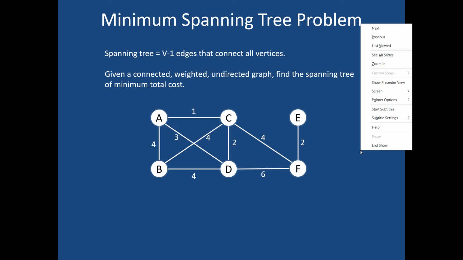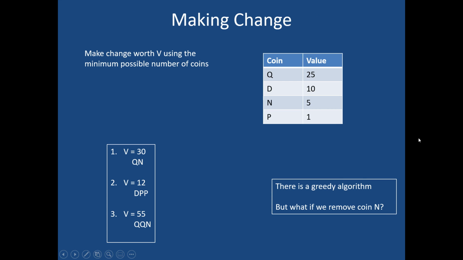So I guess it would fail here. It would work okay here. What about here? Yeah, here you get 2 quarters and then 5 pennies. I think that's the best you could do.